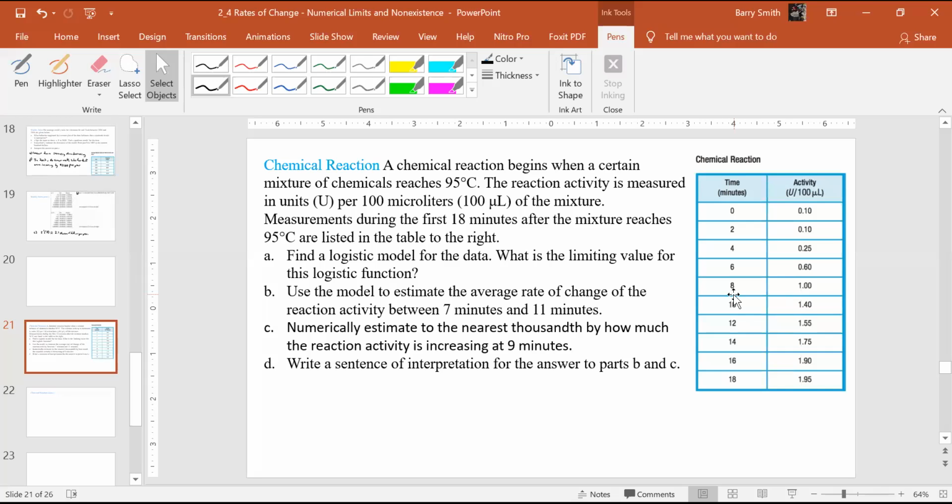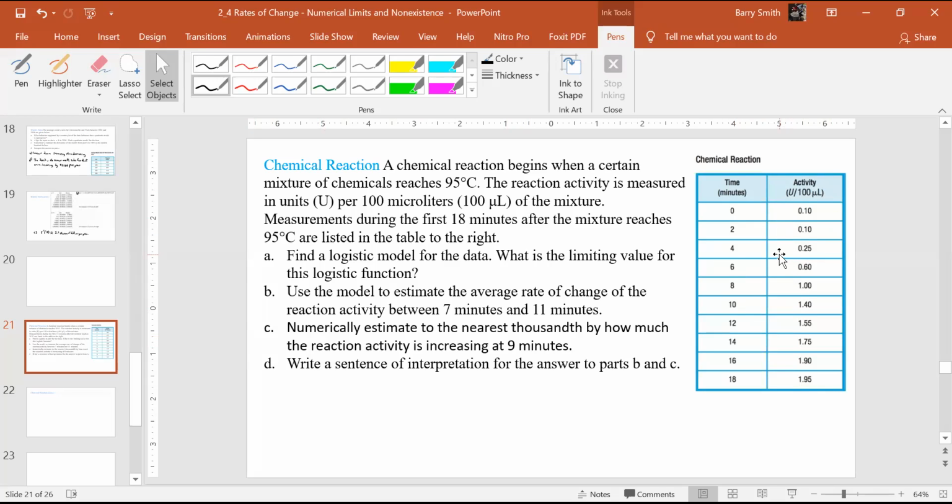All right, so the next one we're going to do is a chemical reaction. It says a chemical reaction begins with a certain mixture of chemicals that reaches 95. The reaction activity is measured in units, U per 100 microliters of the mixture, so 100 μl. And measurements during the first 18 minutes of the mixture reaches 95 degrees Celsius are listed in the table here.